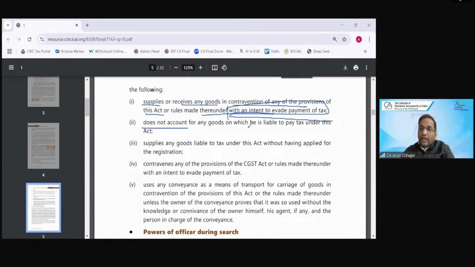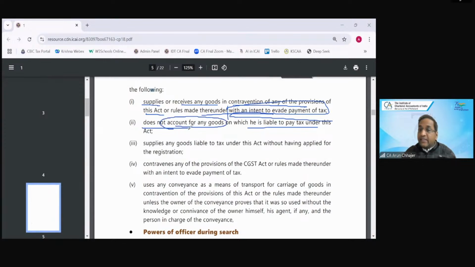Does not account for any goods which is liable to pay the tax under this act. मतलब कोई भी गुड्स जिसका उसने अकाउंटिंग नहीं किया है, which is liable to pay the tax. It means the purpose would be that he like to sell without doing the accounting, without tax invoice, bogus sale and purchase. Then the goods can be detained. Supplies any goods liable to tax without applying the registration.